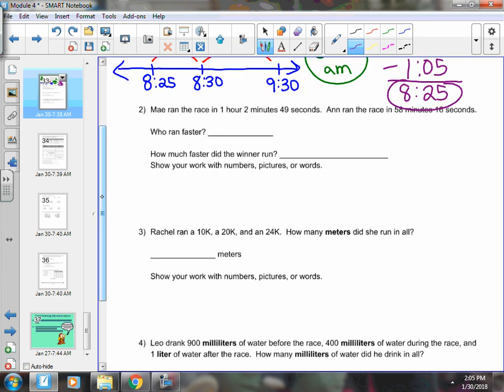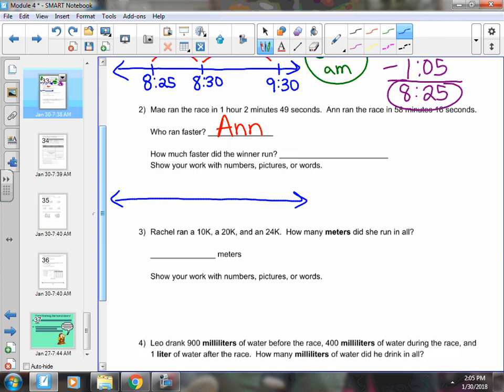Number 2. May ran the race in a little over an hour. Anne ran the race in a little under an hour. So Anne was faster. The lower time is faster. By how much is where I need to find the difference between the two. So I'm going to do it with a number line and with a subtraction problem.